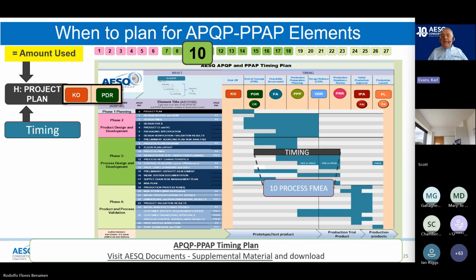This becomes a really helpful way for team members to work out, once we know which aspects of APQP, the elements in this example, are to be applied, when we would think about using it. The example you see on screen now is number 10, what's known as process FMEA. The visual is just demonstrating a start and finish point against these events, these colourful bubbles. So it's a really helpful planning tool.